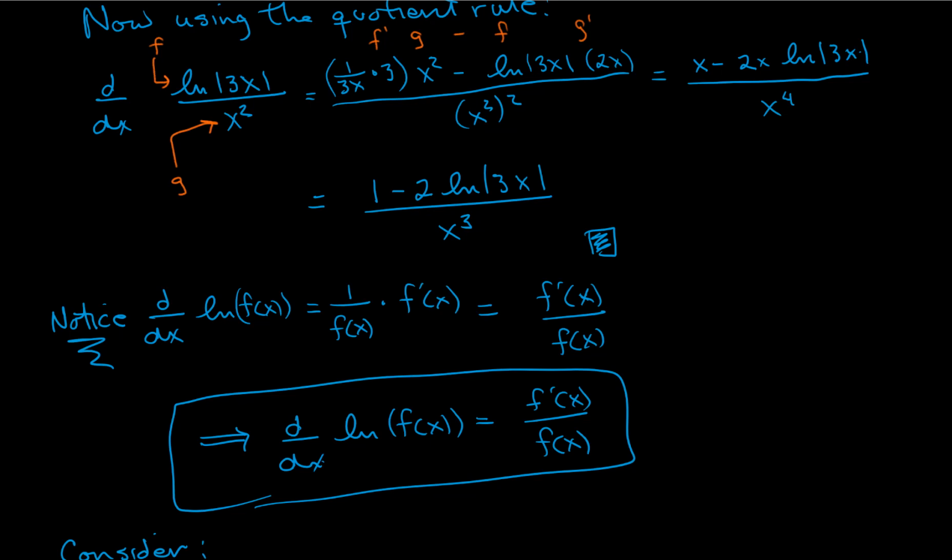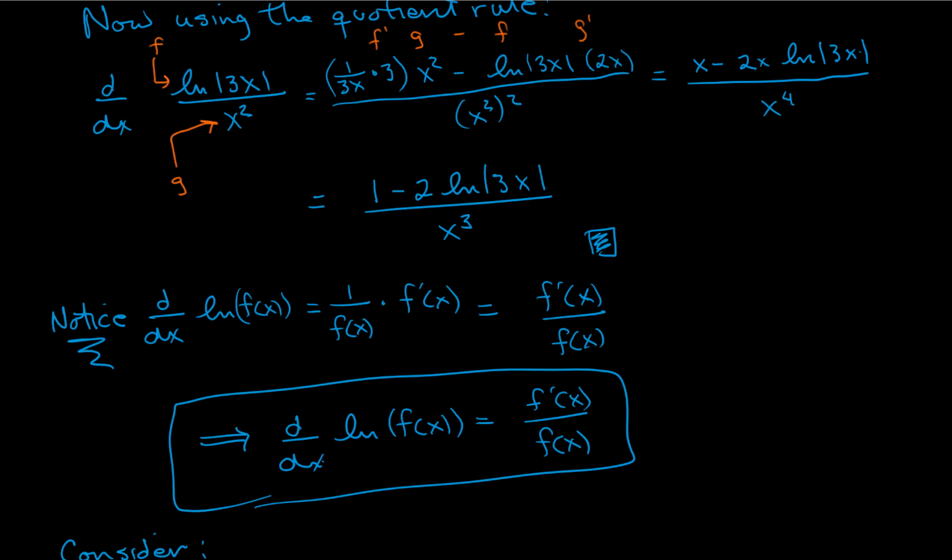Now I'm going to take a look at the numerator. In the numerator, I have f prime. Well, the derivative of this, kind of split out, is going to be 1 over 3x times 3. You can see that just simplifies to be 1 over x, times g. Well, that's this x squared right there, minus f, which is the natural log of absolute value of 3x, times the derivative of g. Well, that's 2x. Okay, so what I've done thus far is to use the quotient rule.